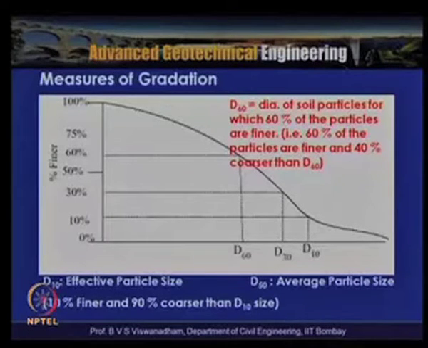So, we use D10, D15, D30, D60, and for some filter design requirements D15 and D85 are also used. Here in this graph, a well graded distribution is actually shown, and D60 is the diameter of the soil particles for which 60% of the particles are finer and 40% are coarser. That is the physical meaning of the suffix 60.